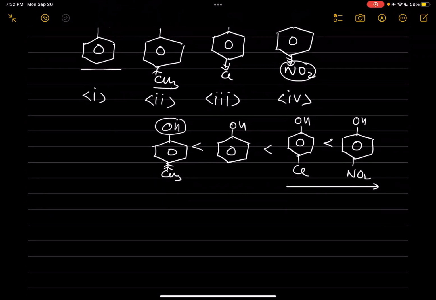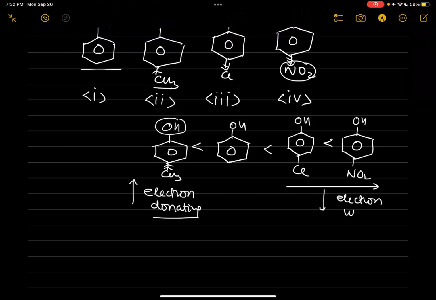Any doubts in this? No, sir, no doubts. Sir, can you explain that again? Yeah. So this is electron donating, right? And these are electron withdrawing groups, okay, right?